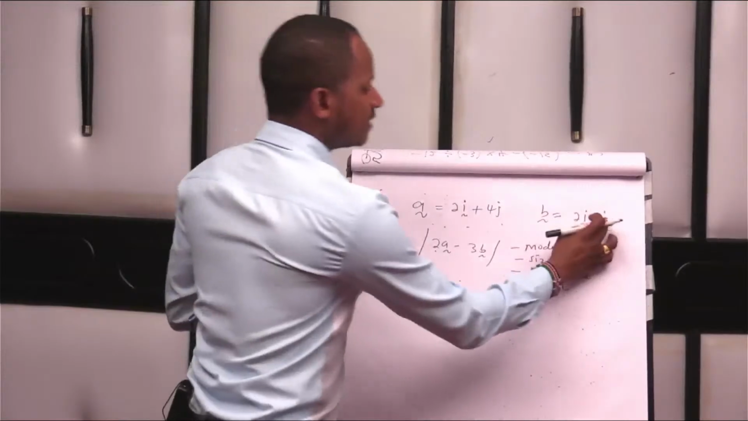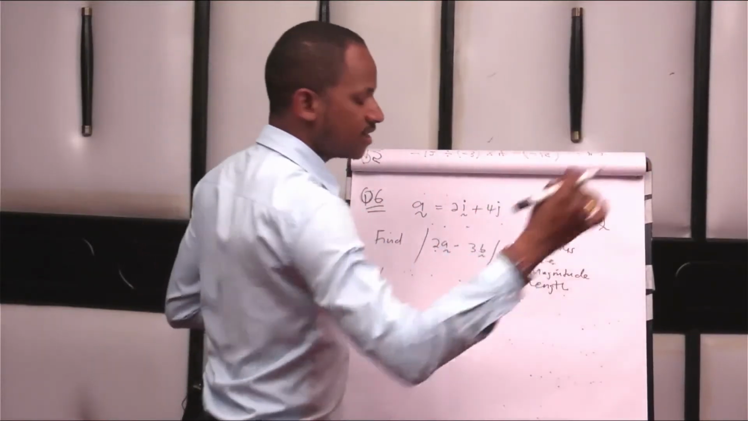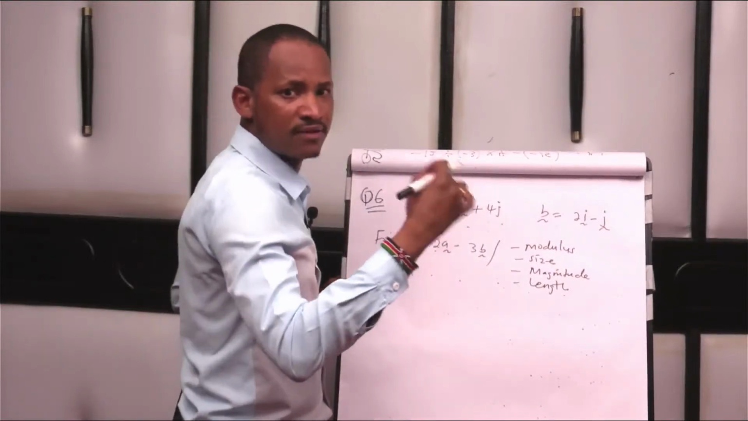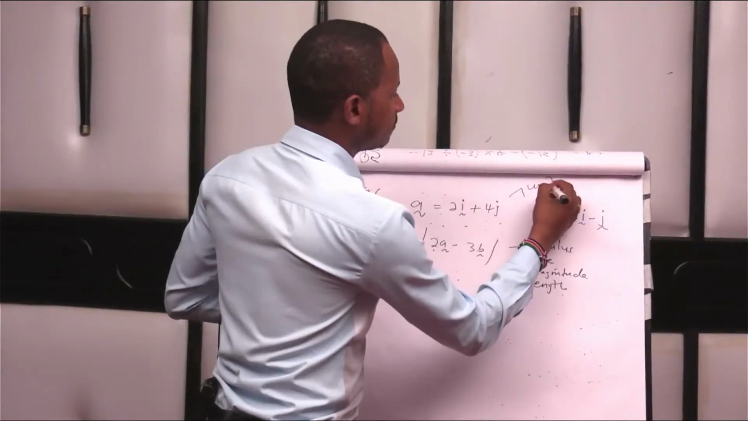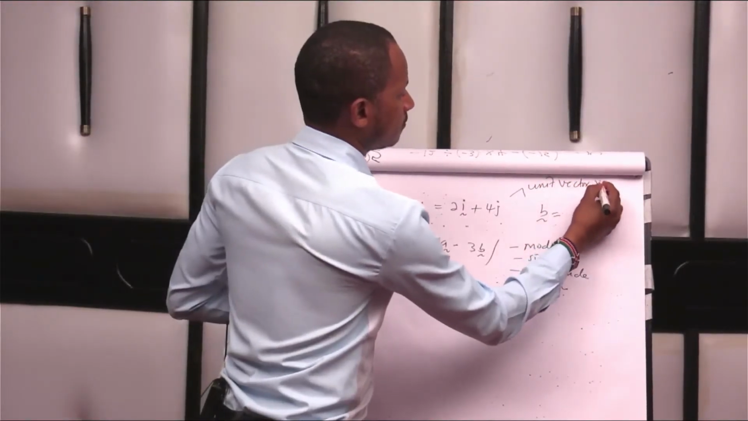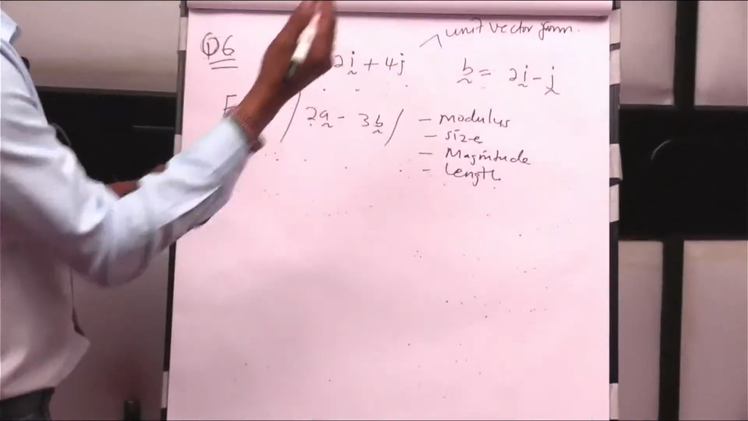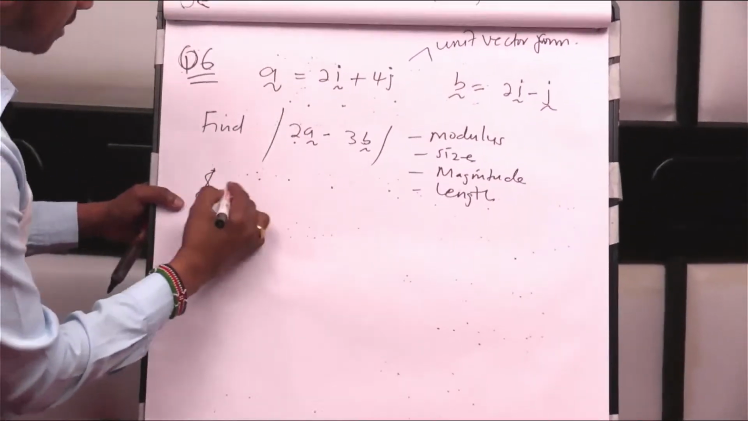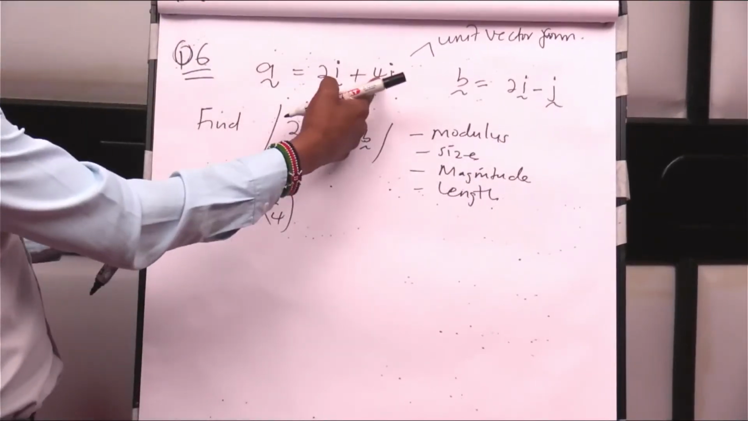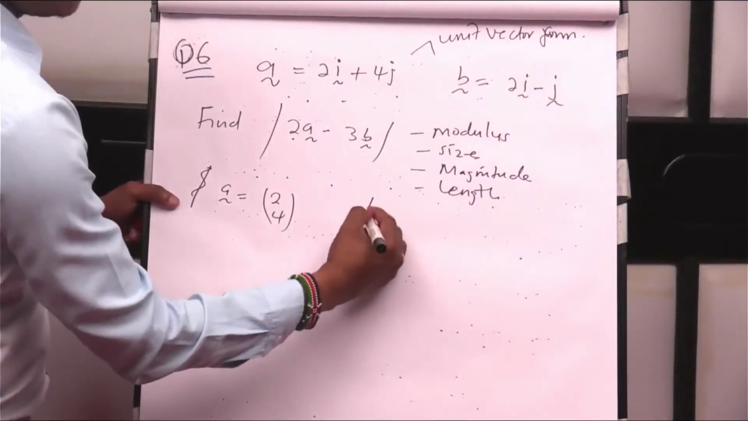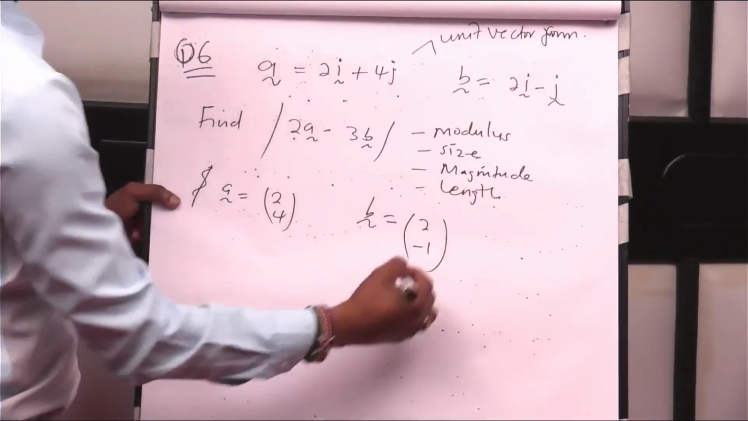This one is given in the unit vector form, the unit vector i j. Write it in the column vector form. So A can also be written as 2, 4. And B can be written as 2, minus 3.